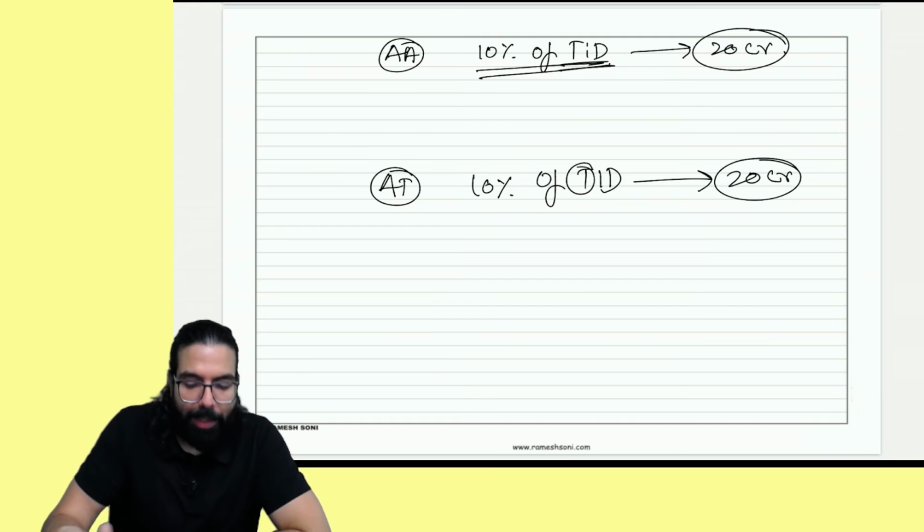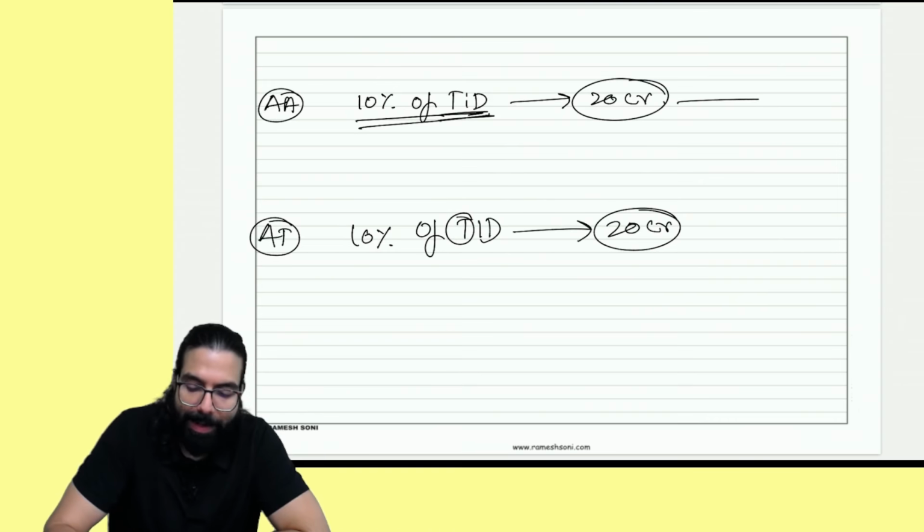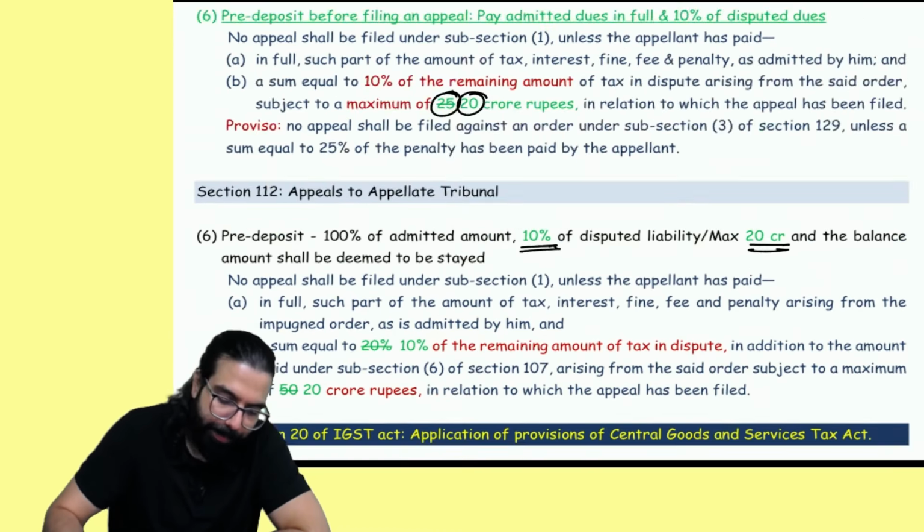So, sir, if I talk about the IGST Act, what will happen? Remember, under the IGST Act, this maximum will be 40 crore. This maximum will be 40 crore. That's all has been written over here, see.